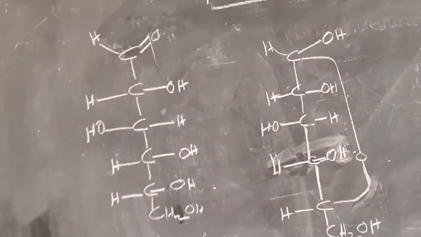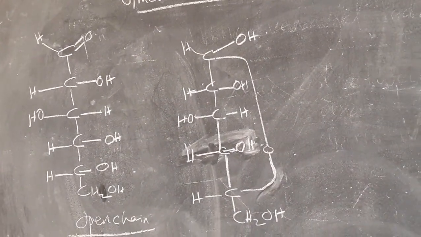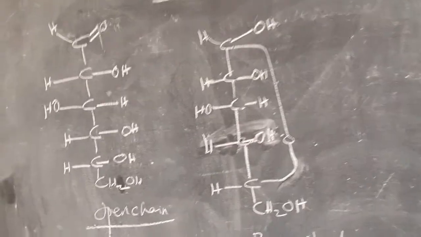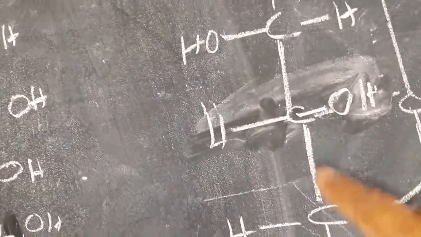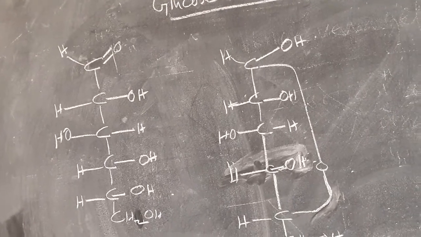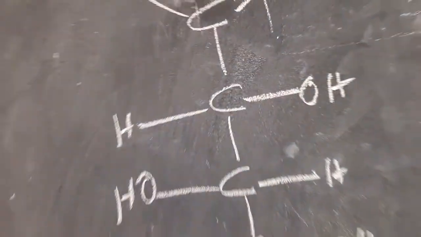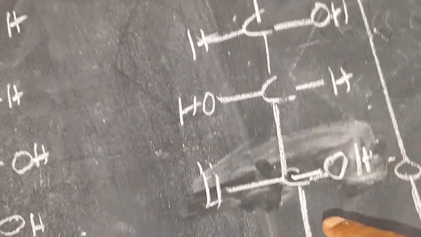So, this is the glucose open chain molecule. This is the ring structure of the glucose molecule. In the ring structure, you can see number 1, this is the anomeric carbon atom, and number 5, this carbon atom. They are joined together with the help of an oxygen atom. That means one hydrogen atom from the 5th carbon atom of the open chain moved to the oxygen atom. You can see this carbon atom 1, 2, 3, 4, 5.